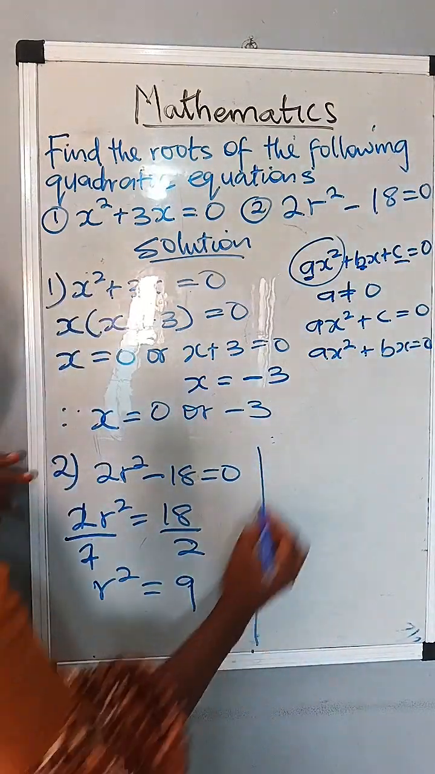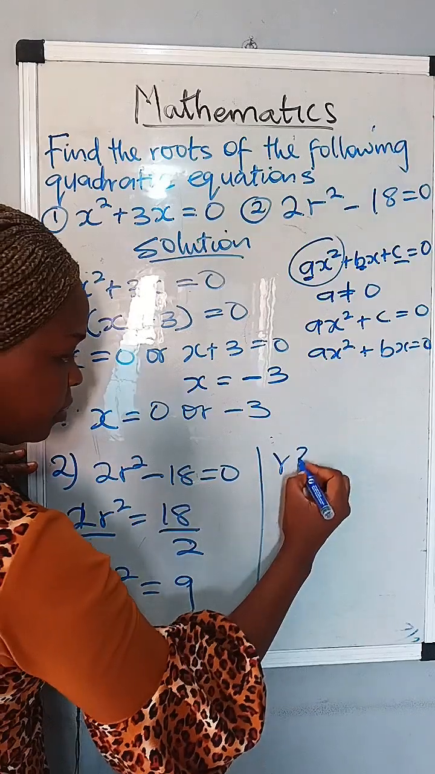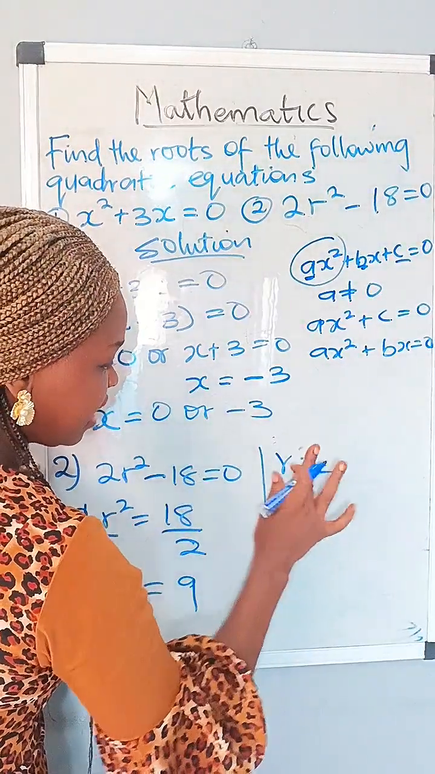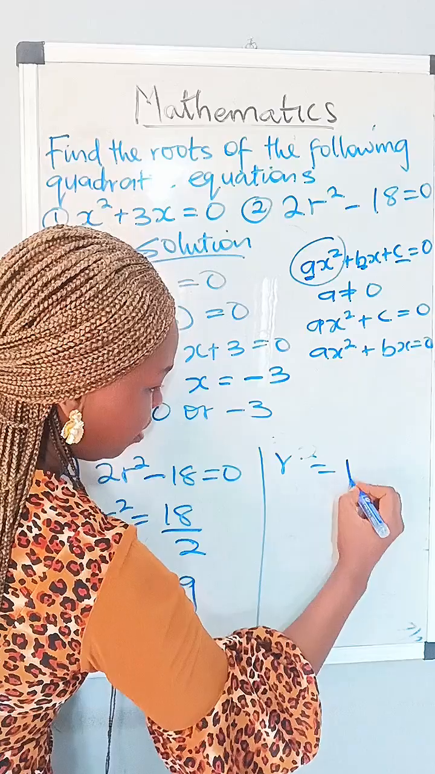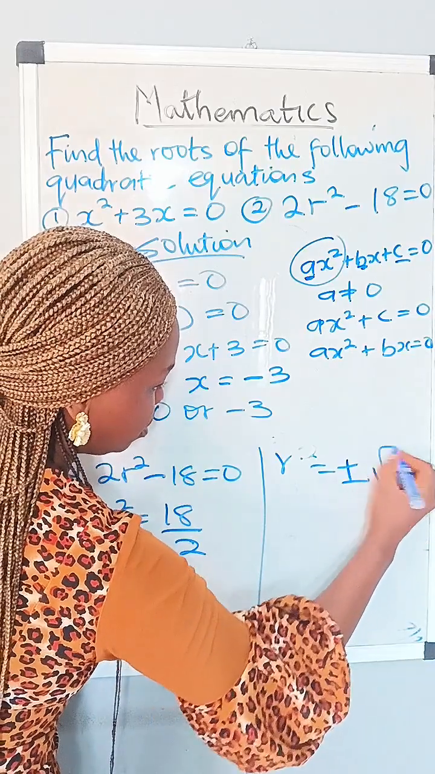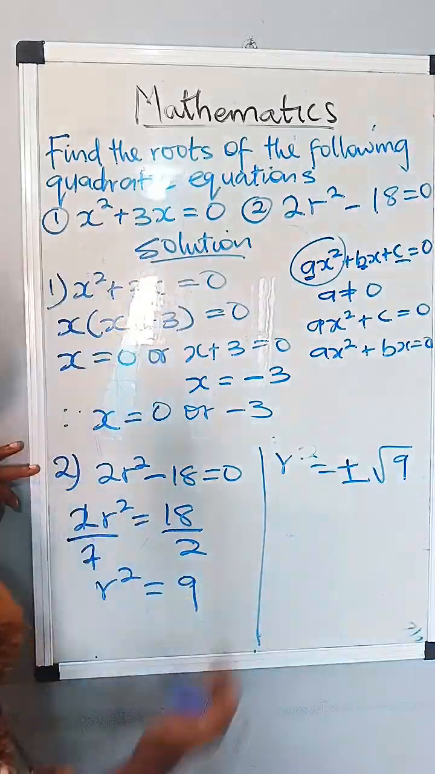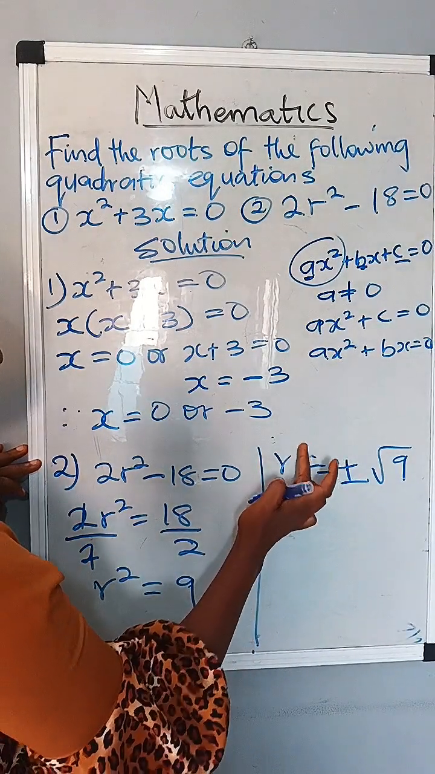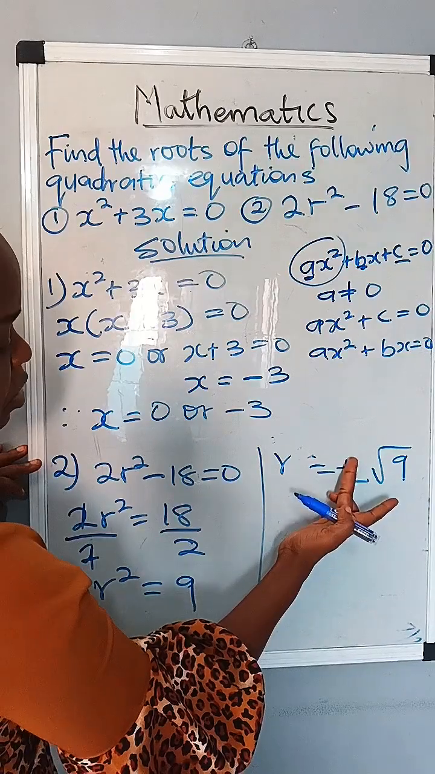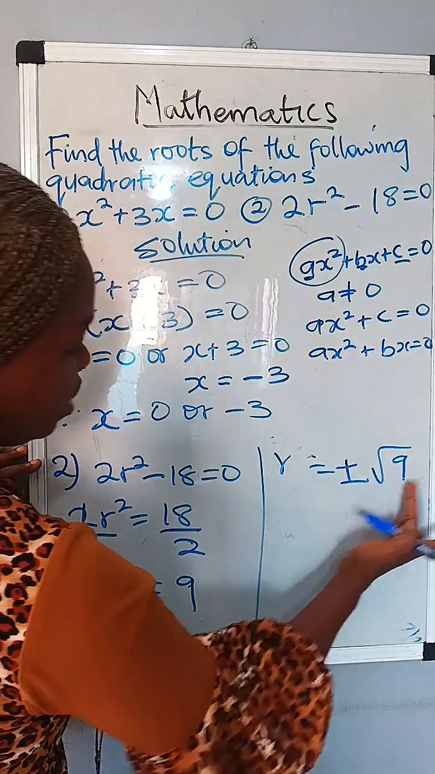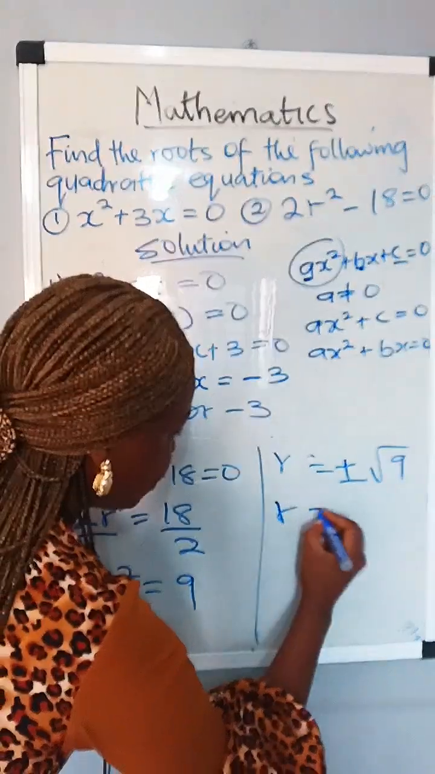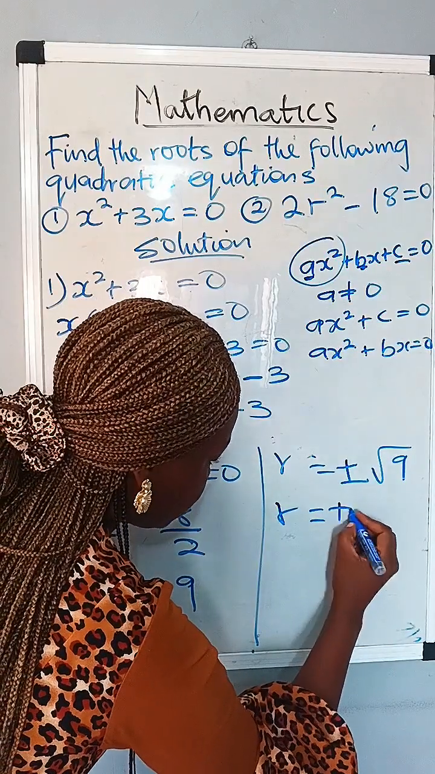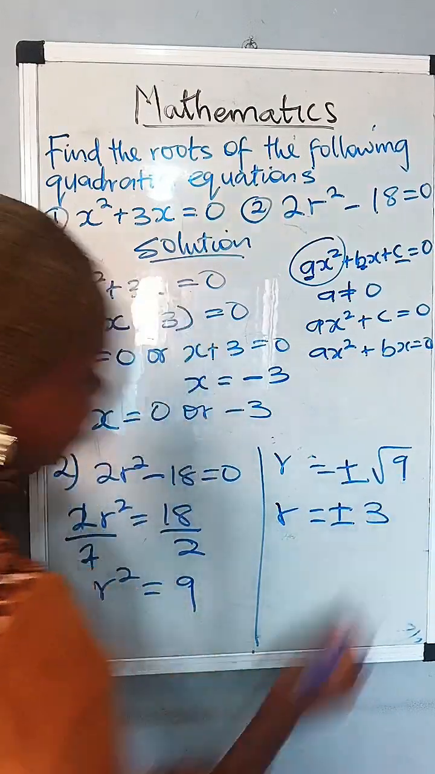Okay, then r is equal to plus or minus square root of 9. Taking the square root of both sides, the square root will cancel the square here, and we are left with plus or minus square root of 9. r equal to plus or minus 3. Square root of 9 is what? 3.